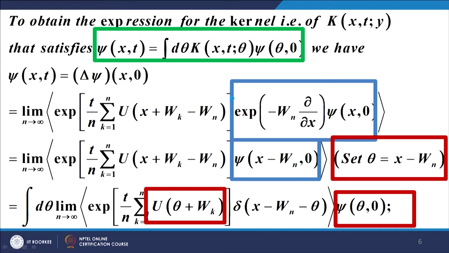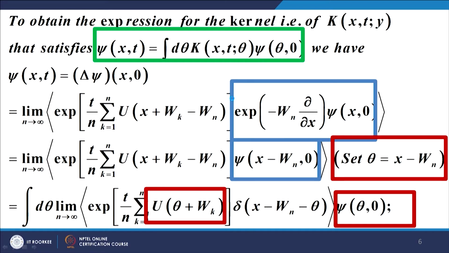Now, as I mentioned, the propagator did the job of transforming the state at x, 0 to the state at x, t. This is transforming the state at θ, 0 to the state at x, t. How to work it out? Let us continue with the expression for the propagator, and let us operate that on psi(x, 0). We get this expression with the d/dx operating on psi(x, 0).